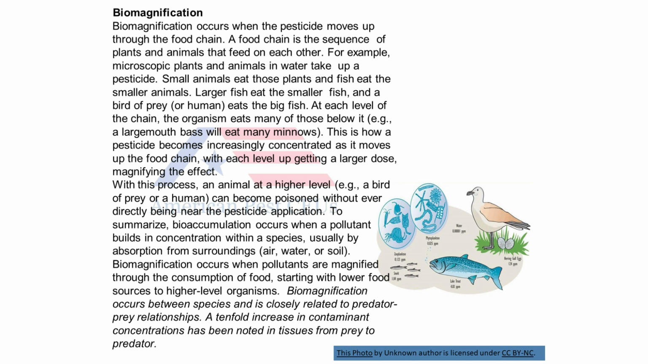To summarize, bioaccumulation occurs when a pollutant builds up in concentration within a species, usually by absorption from surroundings, air, water, or soil. Biomagnification occurs when pollutants are magnified through the consumption of food, starting with the lower food sources to higher level organisms. Biomagnification occurs between species and is closely related to predator-prey relationships. A tenfold increase in contaminant concentrations has been noted in tissues from prey to predator.